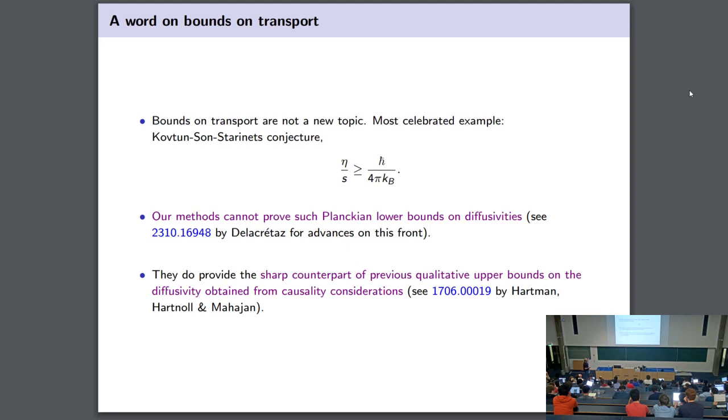Okay? Since I already mentioned the topic of bounds on transport twice, I want to have a word on them. Of course, the possible existence of universal bounds on transport is not a new topic, and the most celebrated example that you may have in mind is the KSS conjecture. Now, the methods I'm going to deploy in this talk cannot prove such lower Planckian bounds on the diffusivities, meaning simply that, as you would probably have expected, these lower Planckian bounds on diffusivities do not follow from relativistic causality. What I'm going to do is to give you a sharp counterpart of a previous qualitative upper bound on the diffusivity obtained from causality considerations by Hartman, Hartnoll, and Mahajan in 2017. And I'm not only going to give you a sharp counterpart of this bound on the diffusivity, but I'm going to generalize it to all transport coefficients. Okay? So this is what we are going to do.